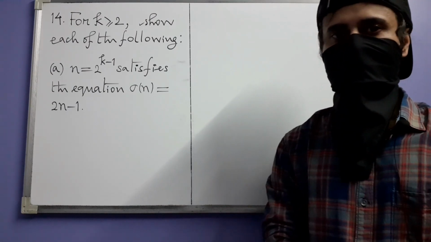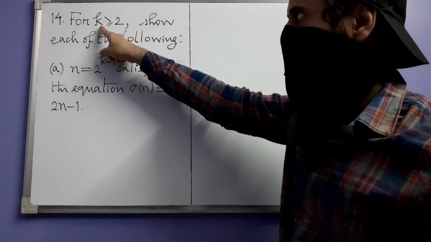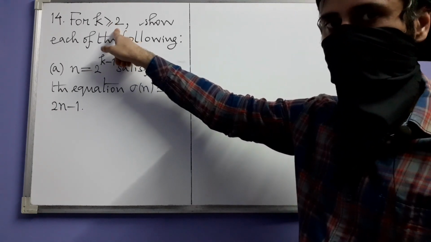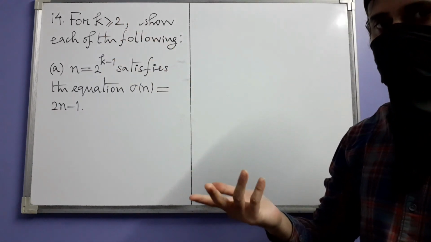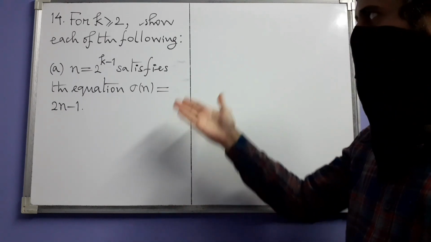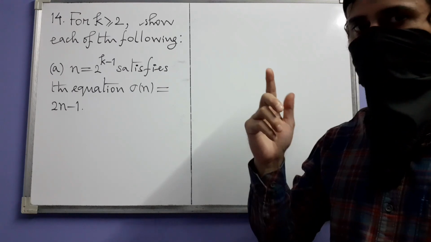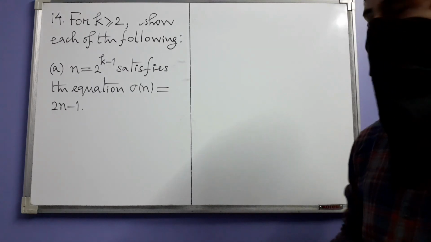So the next exercise is number 14. Here we have a positive integer k greater than or equal to 2. That means k is any positive integer which is not 1. It's greater than 1. Then we have to prove each of the following. We are seeing part A here. We will see parts B and C afterwards.